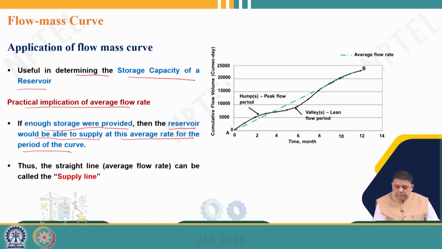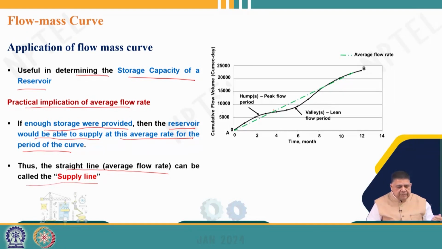So, that simply means that we have drawn this flow duration curve, and then we have found this average flow rate. That simply gives an idea that during this period, this particular storage structure, which is a reservoir, would be able to supply us at this average rate, that is, the slope of the line will tell us the rate, and that is the average rate. The straight line average flow rate can also be called the supply line. So, this is the average flow rate or average supply line, and that much we can supply over the period of the curve from this particular reservoir.